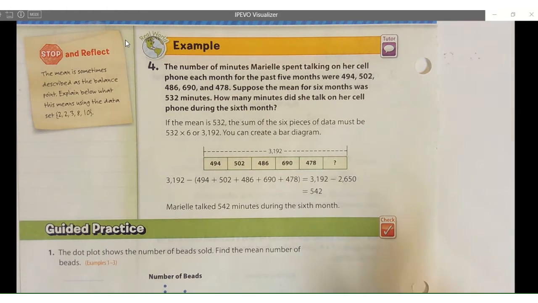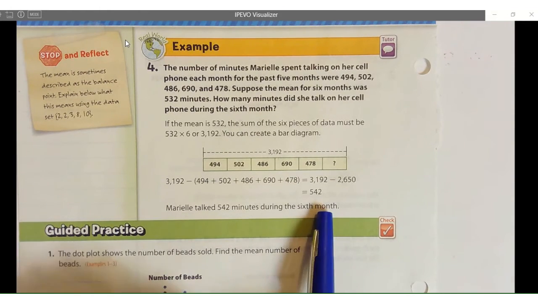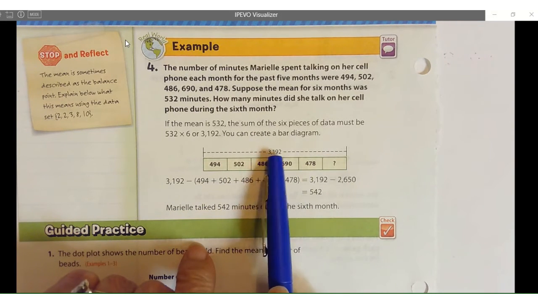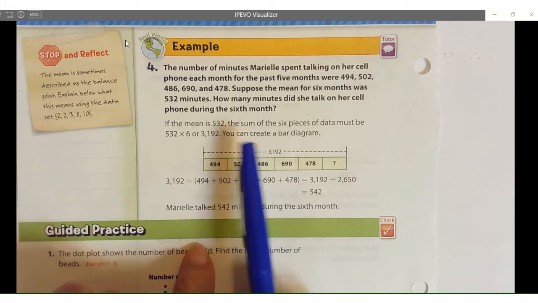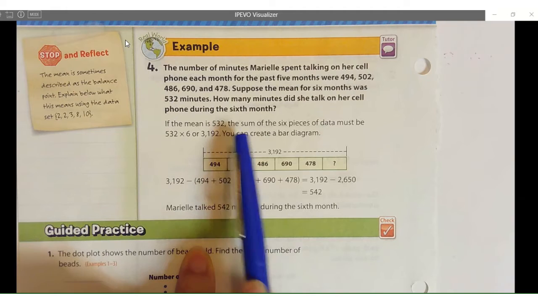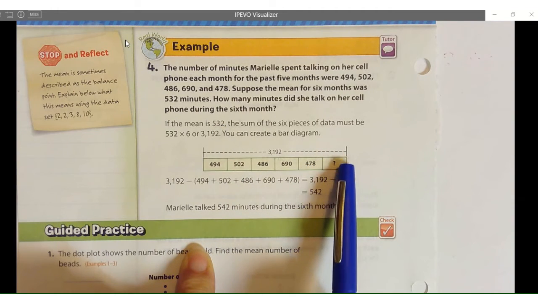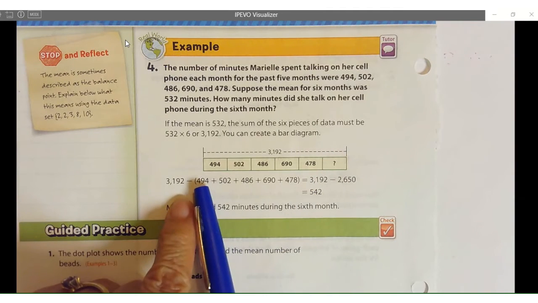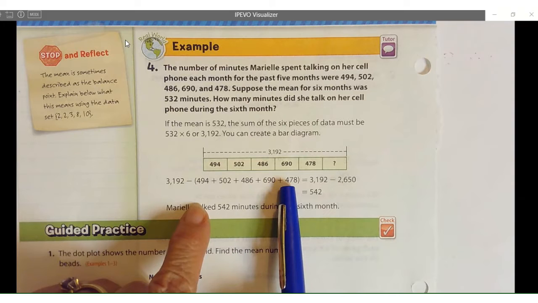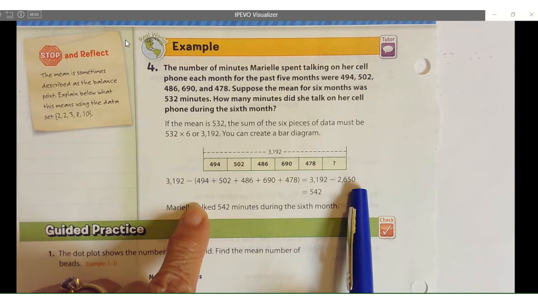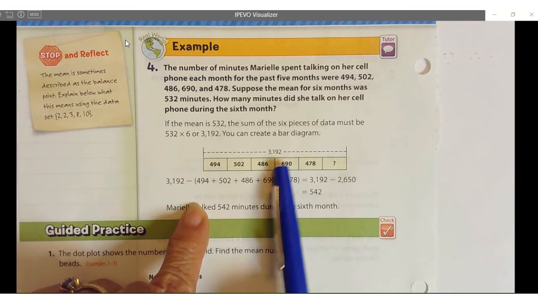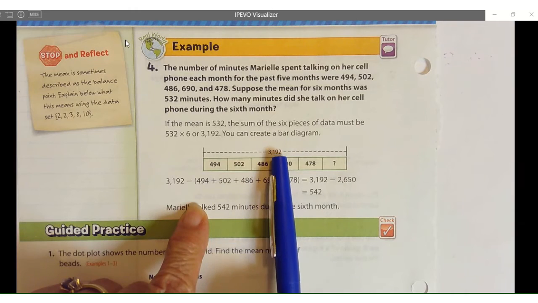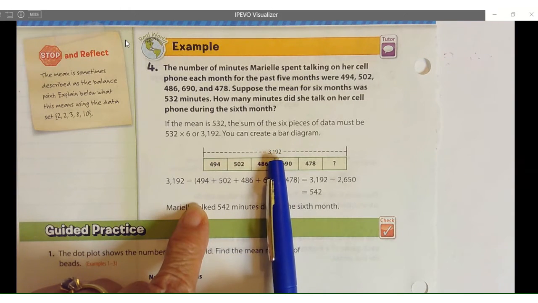Okay, students, did you figure it out? Even though they gave you the information here, right here they're telling you the total number is 3,192. They're telling you the mean is 532. So we're trying to find the last data that goes in here. So you total all of these and you get 2,650 when you total all 5 of these. You take this total 2,650 and subtract it from the 3,192.